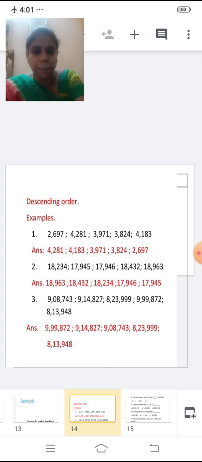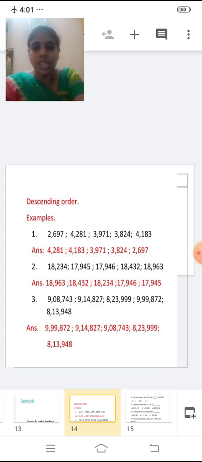Then the 10,000 place. Shall we compare the 10,000 place now? The first number has 0, the second has 1 and the third has 9, right? So 9 is bigger, right? So 9,99,872 is the biggest number. Then the first and second numbers, compare the 10,000 place. The second number has 1, the first has 0. So 1 is greater, right? So 9,14,827. Then 9,08,743.